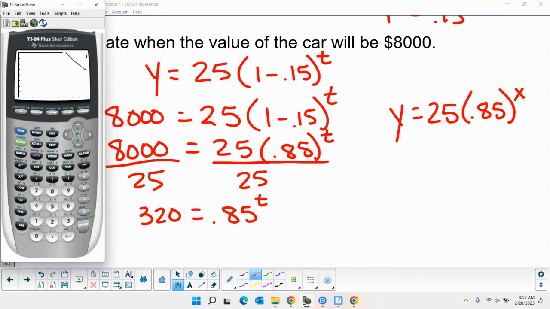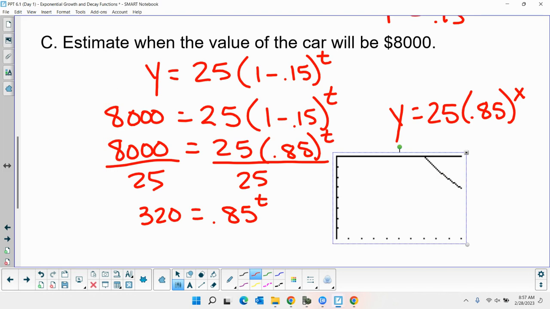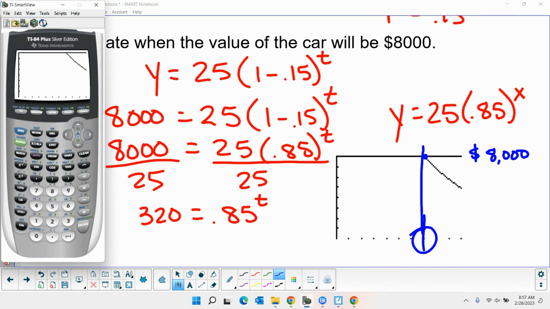There it is. Okay, so I'm looking for this intersection here. That's our $8,000. And then this is our function decay coming down from 25,000. All right, so we want to find whatever this number is here. That's how many years, right? Our x value. So you can find the intersection like this. Hit second trace for calculate, and number 5 is intersection.